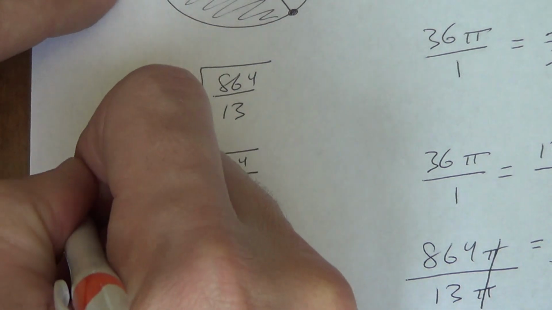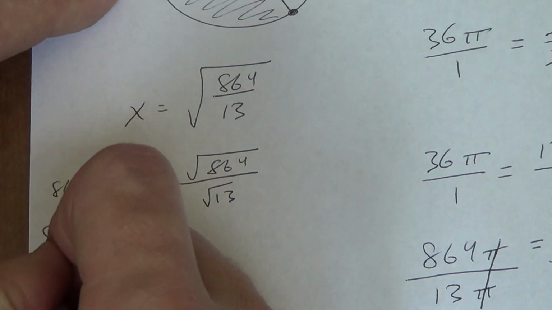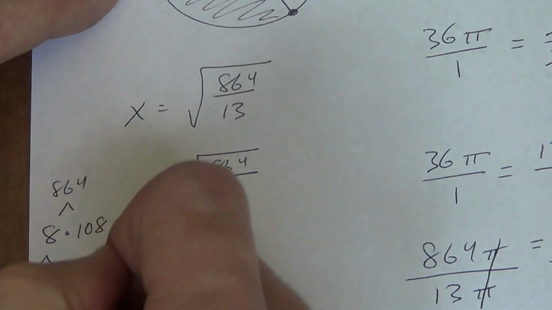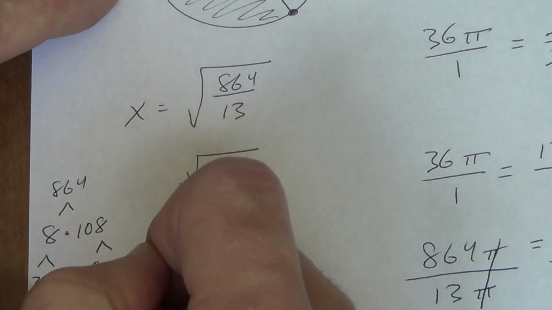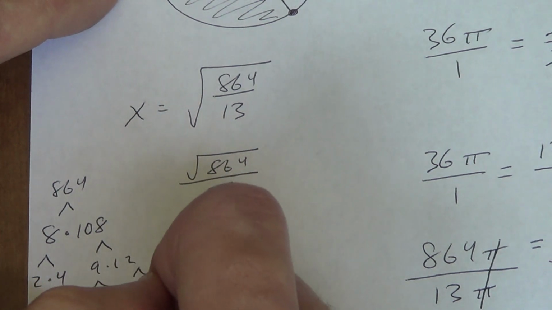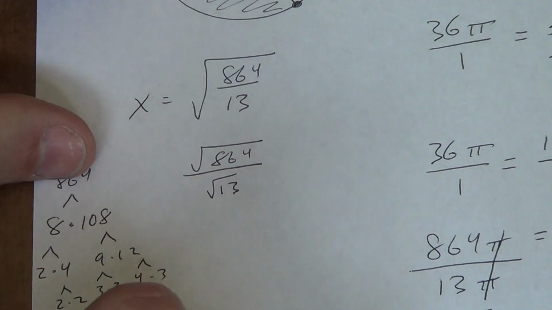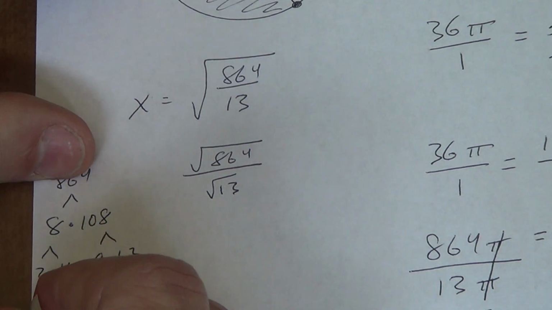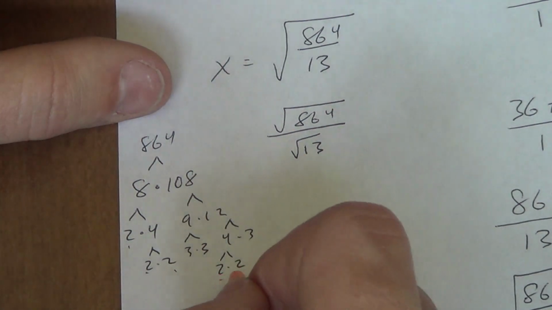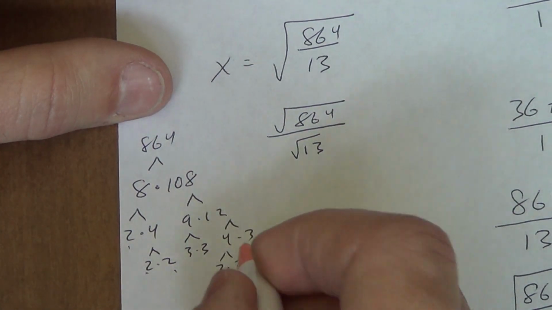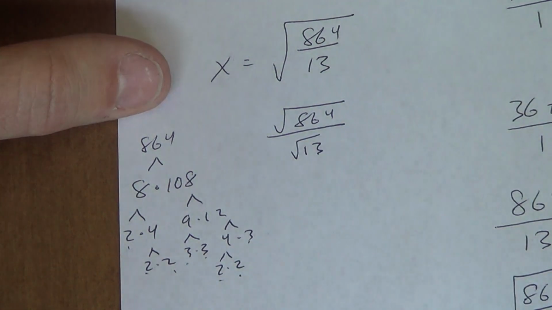864, let's break that down a little bit. 8 times 108, 2 times 4, 2 times 2, 9 times 12, 3 times 3, 4 times 3, 2 times 2, and sometimes you'll notice pairs faster along the way, but I have a 2 and a 2 and a 2. That's that one, that one, that one. And I got this one and this one. And I got a 3 and a 3 and a 3. And I think that's everything.